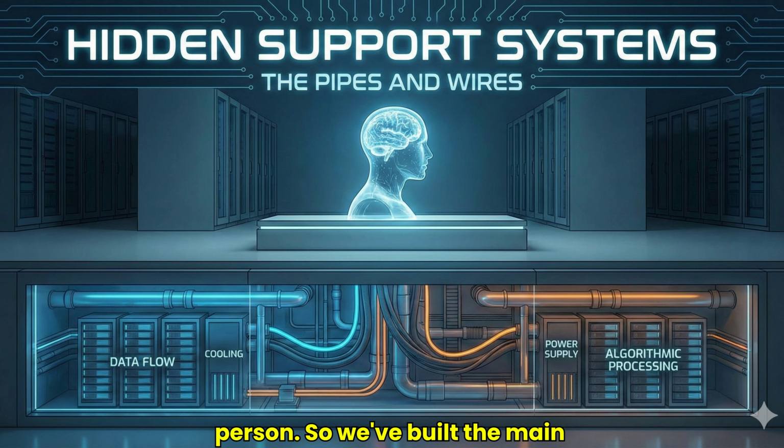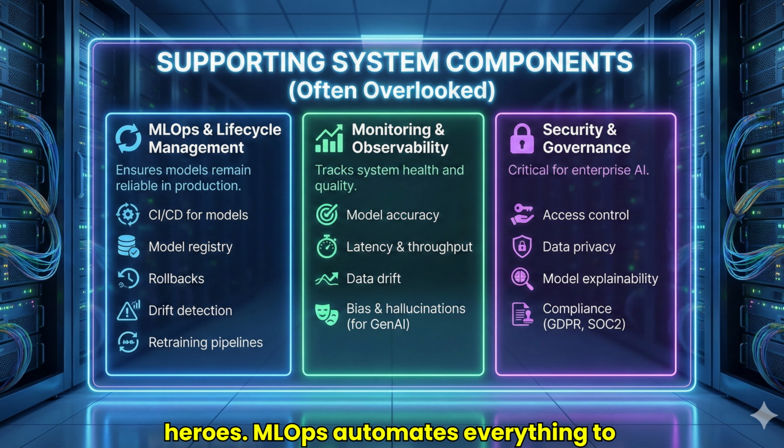So we've built the main structure. We have our 5 floors. But a skyscraper is pretty useless without plumbing, electricity, and security. In the world of AI, these are the hidden support systems, and trust me, they are just as crucial as the core layers. These are the unsung heroes.